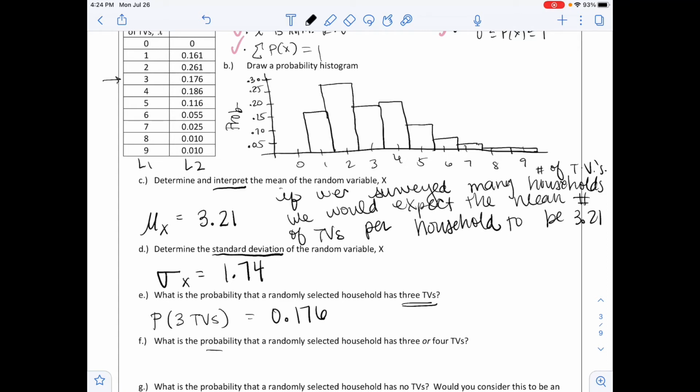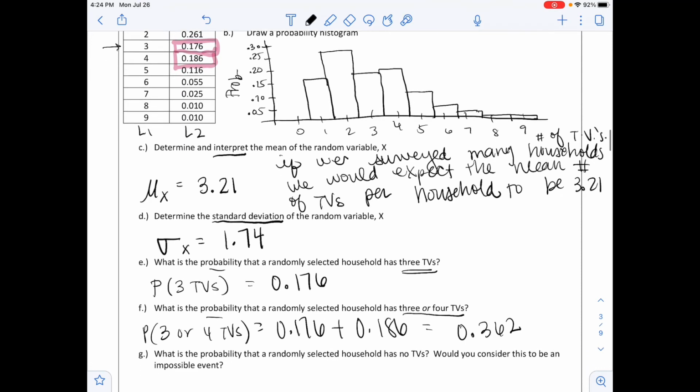Part F says, what is the probability that the randomly selected household has 3 or 4 TVs? So probability of 3 or 4 TVs. And for this, since this is independent, we could just go ahead and add these two together. So we would add together 3 TVs plus 4 TVs. So we're going to have 0.176 plus 0.186. And working this out, that probability is going to be 0.362.